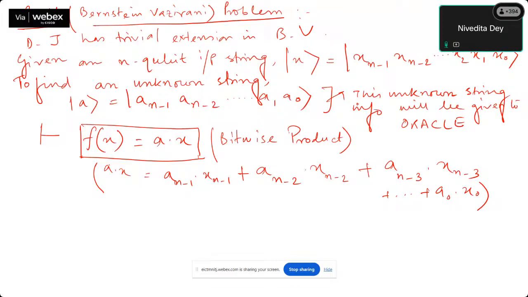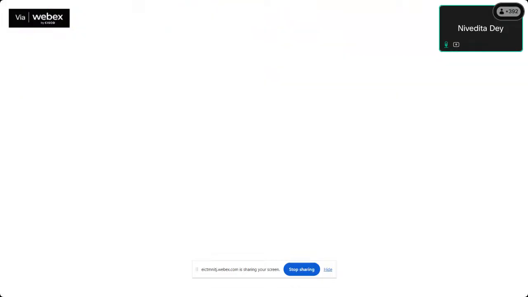Okay. And for the bitwise product, one thing I missed: it is mod 2. That is an XOR, basically XOR. Now, the logic is, let me just write it separately here. So it also looks very similar.